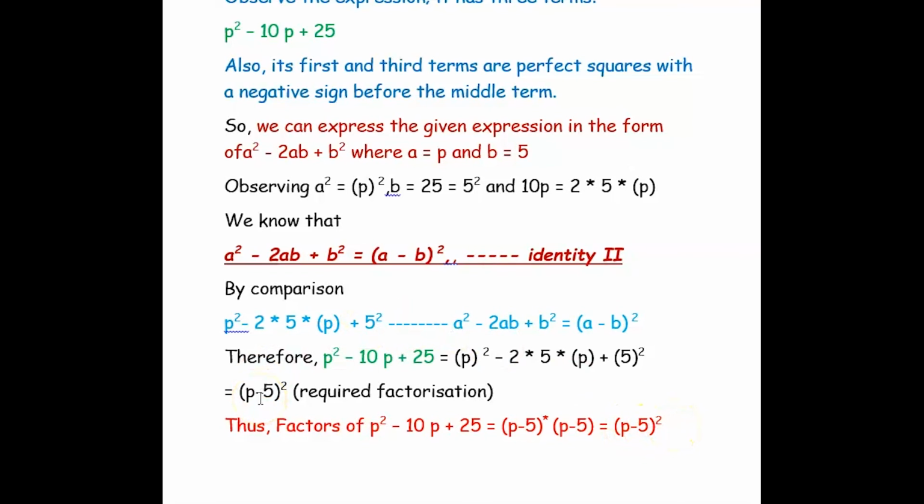Hope you have understood how to do the factorization of the given expression. First you have to look into the first term and the third term, that is the last term. If they are perfect squares, then you can go for identity 1 and 2. And also what we have learnt here is that for a single question we can use 2 identities or 3 identities, or we can repeat the same identity to factor the given expression.